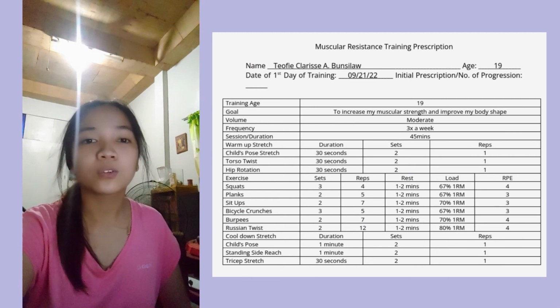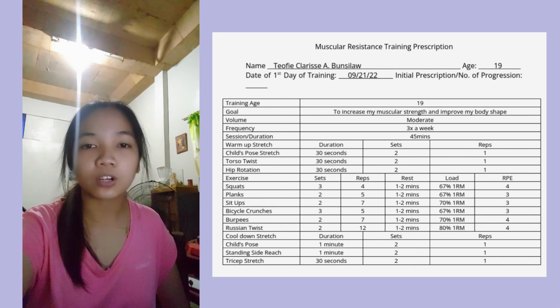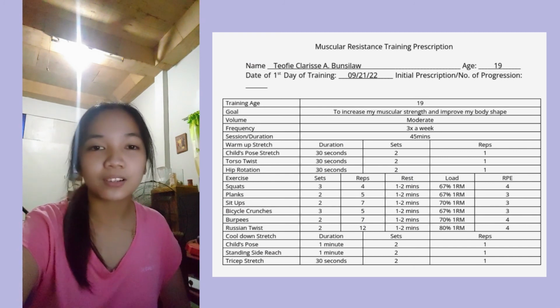And that's it. Those are my exercise prescriptions for cardiovascular conditioning and muscular strengthening.